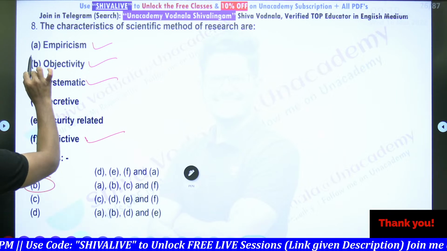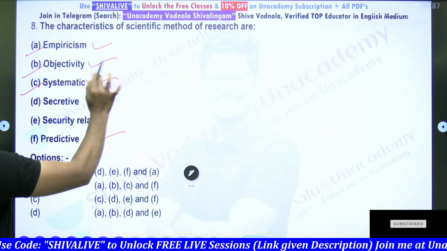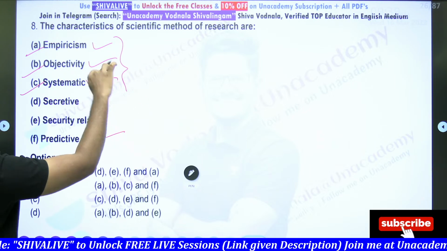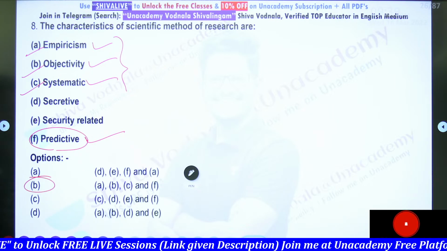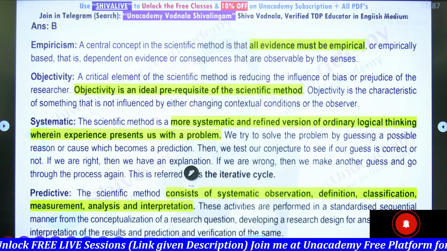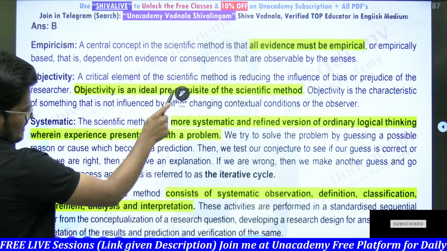Why is it so? Empiricism, objectivity, systematic, it is okay. These are general characteristics, not only of scientific but also of normal methods of research. But why is predictive separately over here? Because predictive has a separate essence in the scientific method.